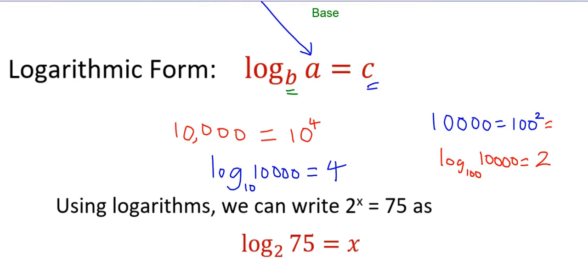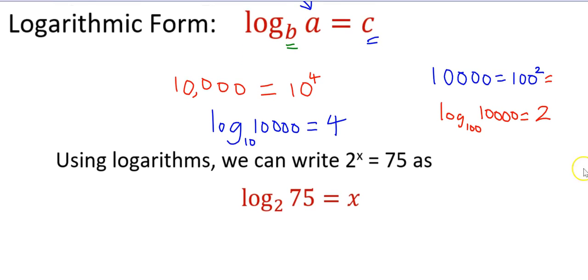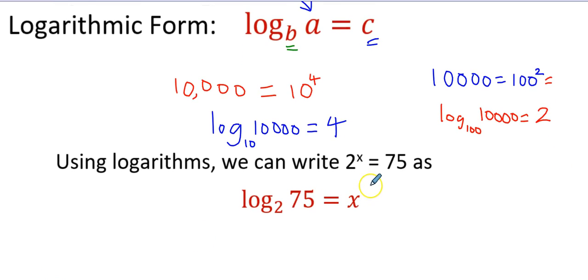Similarly, one more example here. 2 to the power of x is equal to 75. This is written as log base 2 of 75 is equal to x. This 75 goes over there, base 2 is down here, and the exponent is your answer.